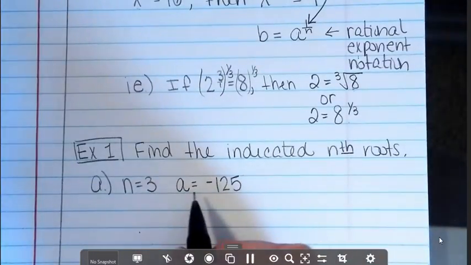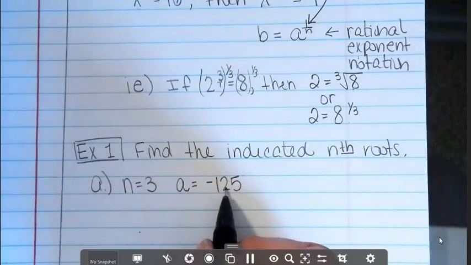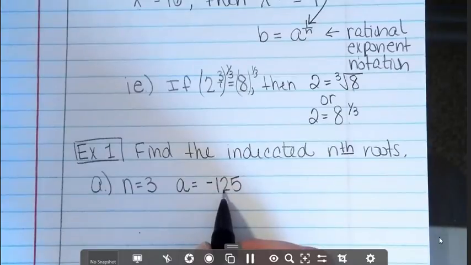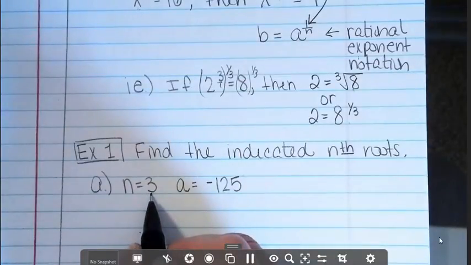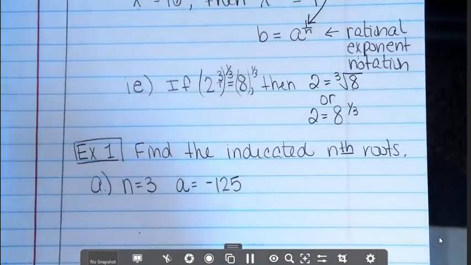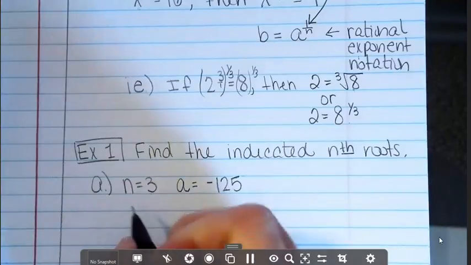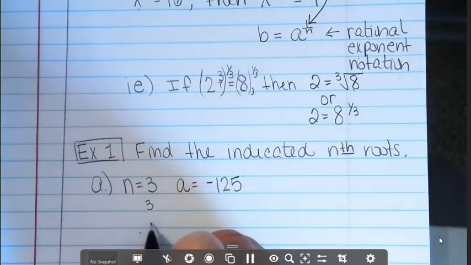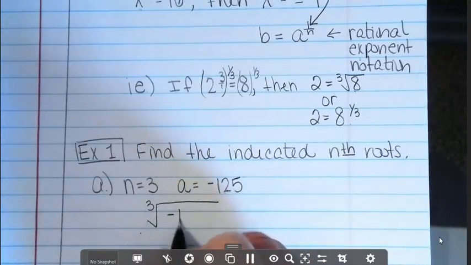So what this is really saying is that a is my number that's underneath the radical, and 3 is the root that I'm taking. So we're above and beyond square roots now. You can take any root you want. So I would rewrite this as the cube root of negative 125.